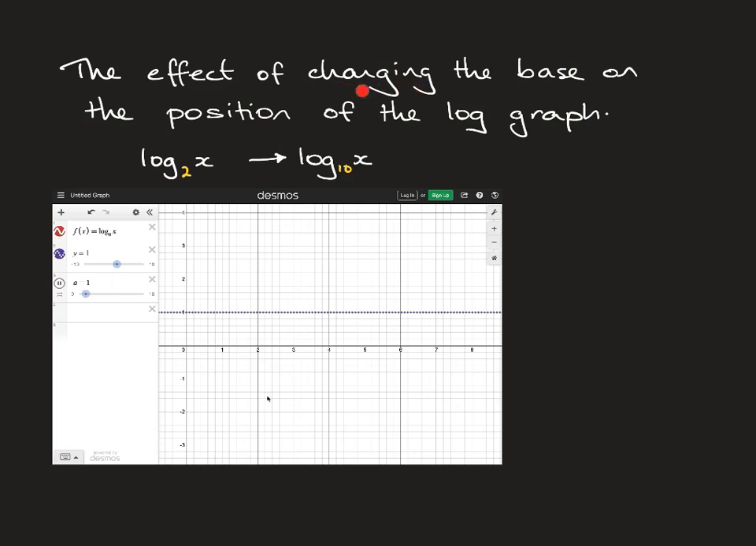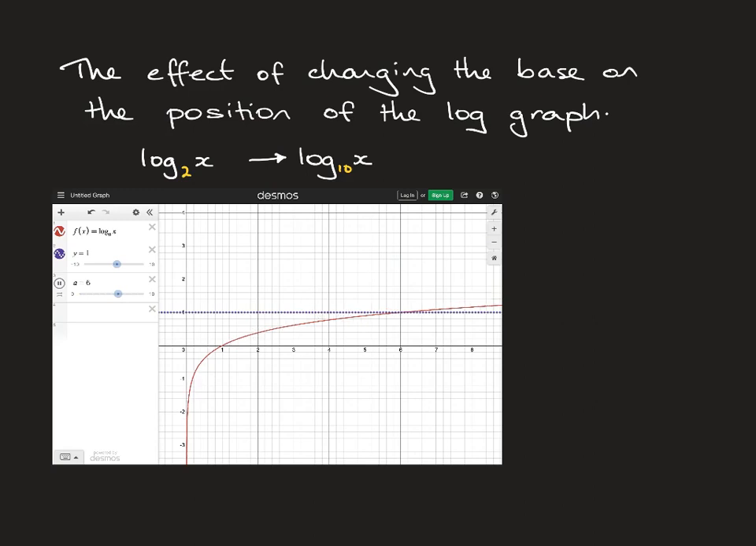So changing the base value itself, not just whether it is between 0 and 1 or greater than 1, can actually also change the position of the log graph. So what's the difference between log to the base 2 of x and log to the base 10 of x? What happens there? So I have a Desmos example set up here, so let's play this example.